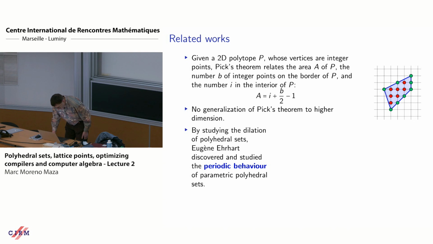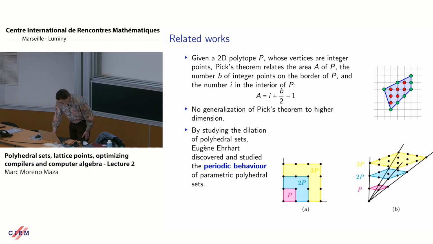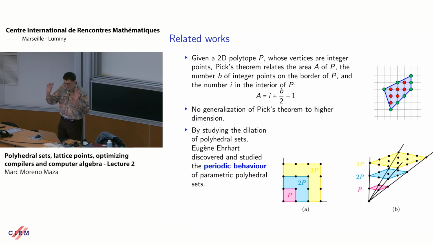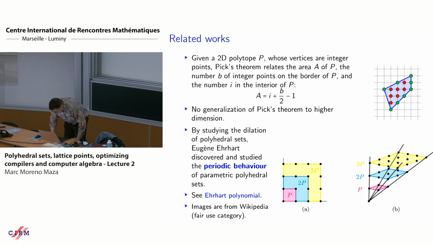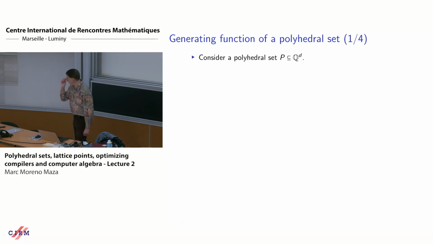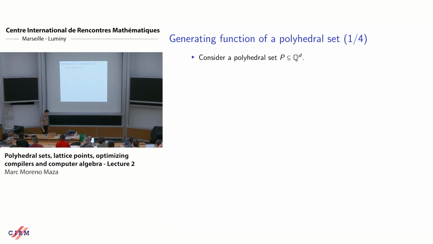But, okay, we have Ehrhart's theory, which gives us hope. Ehrhart's theory, which he obtained by studying the dilatation of these parametric polyhedral sets. And we will see Ehrhart polynomials later. Okay, but before we get to counting integer points of parametric polyhedral sets, let us first count the number of integer points of non-parametric ones, because that's already not obvious.